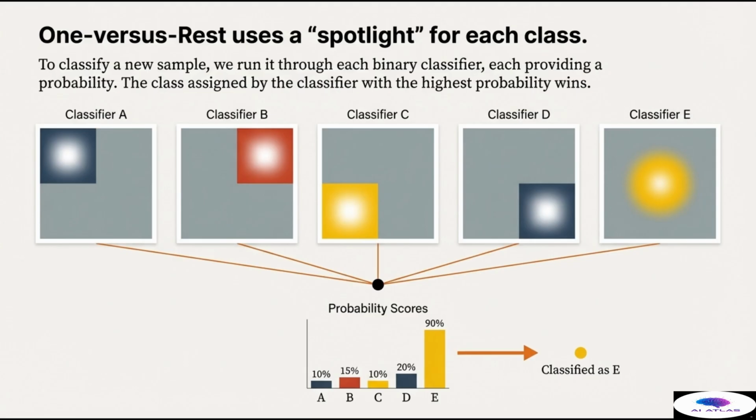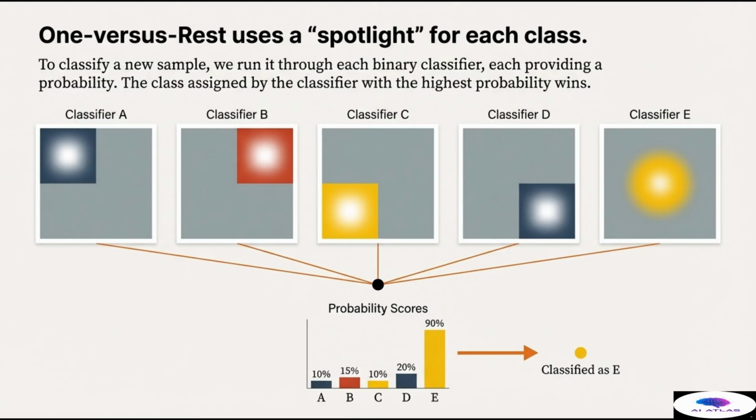You can think of each classifier as a spotlight focused on its designated class. As the sample passes through classifier A, it receives a probability score indicating how likely it is to be class A. It then passes through classifier B, classifier C, and so on, receiving a unique probability score for each class. In our example, the input sample is run through all 5 classifiers. The results are tallied in the probability scores bar chart below.